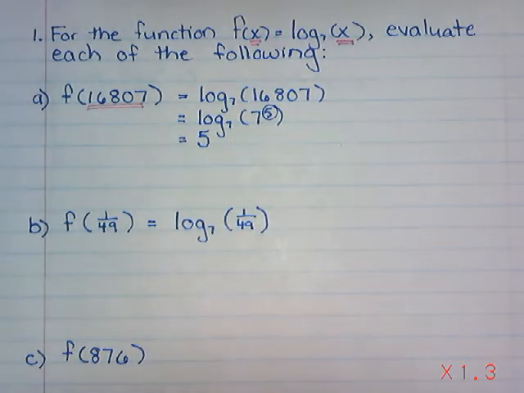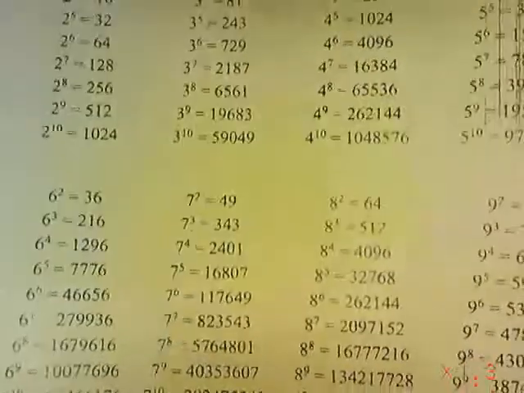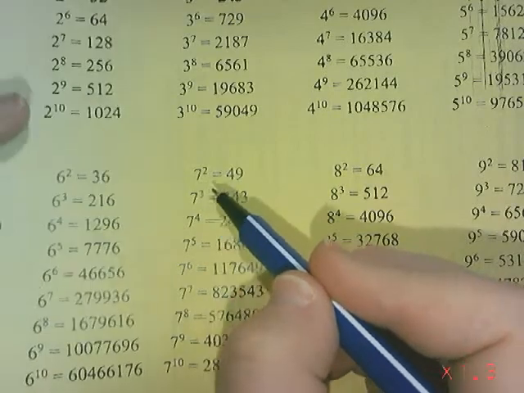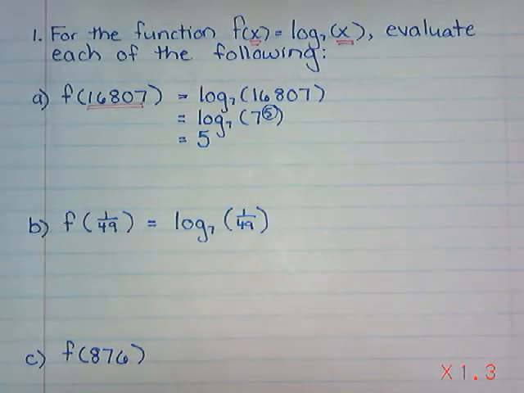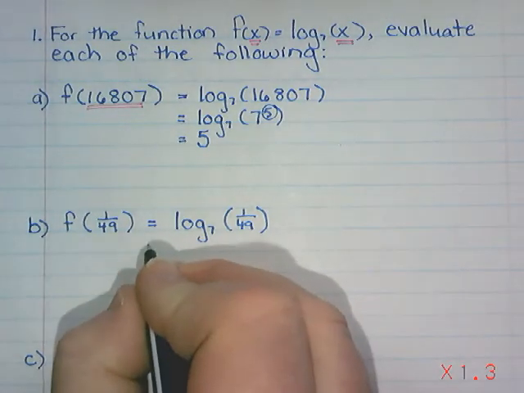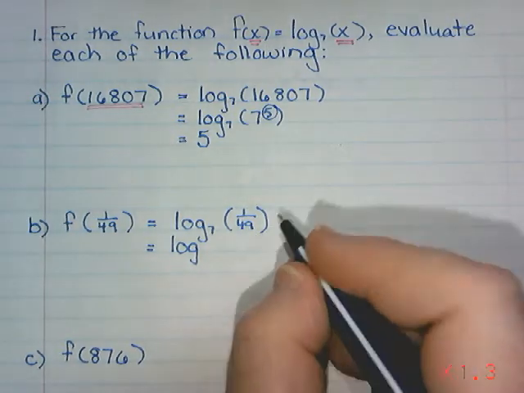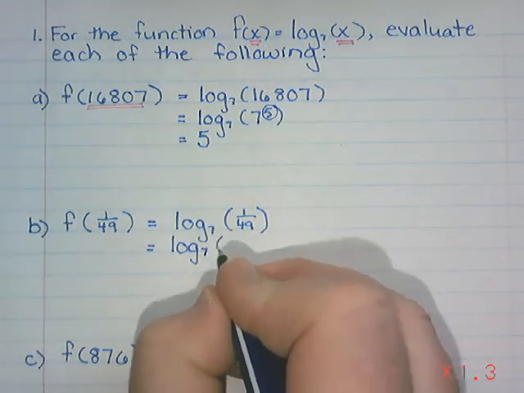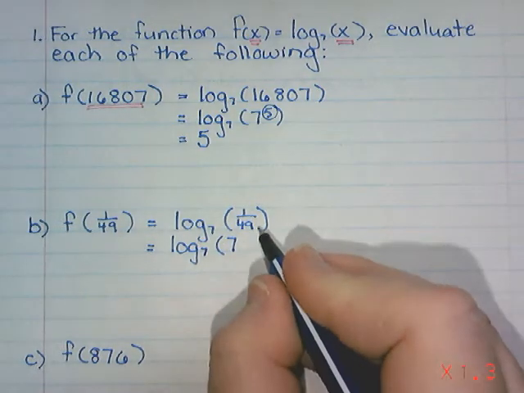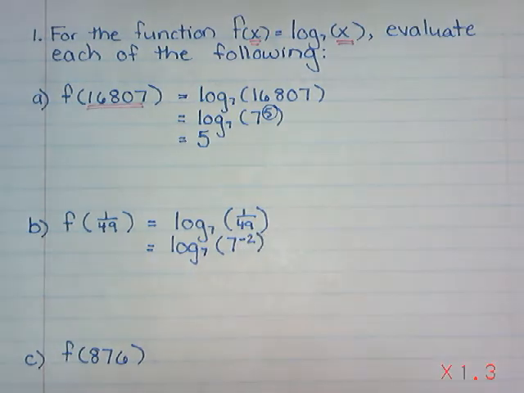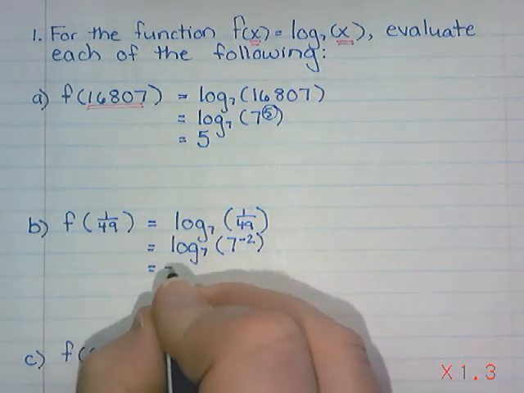If I go back to that yellow sheet with my powers of 7, I see 49 is 7 to the power of 2. But it's not just 49, it is 1 over 49, so it's a fraction. Negative exponents make fractions. So I know that the exponent on the 7 has to be a negative number because my answer here, the argument, is a fraction. So this is log base 7 of 7 to the power of negative 2, because it's a fraction, which means this just equals negative 2.